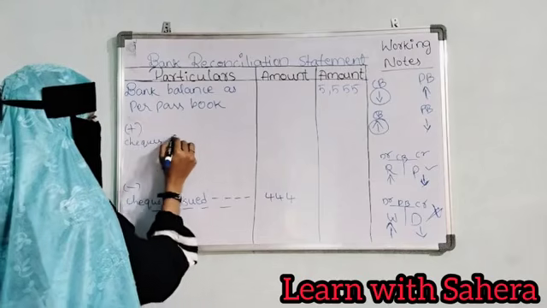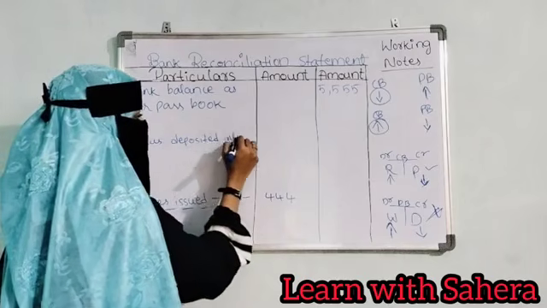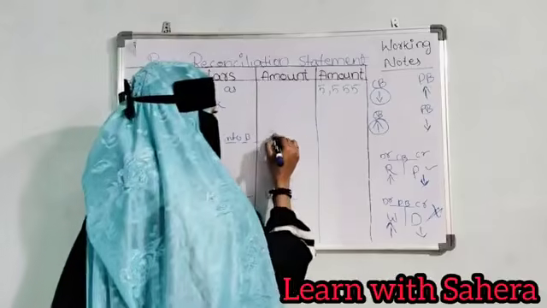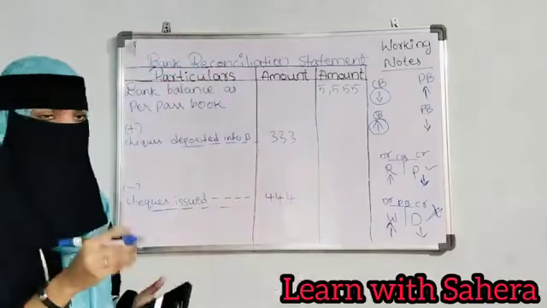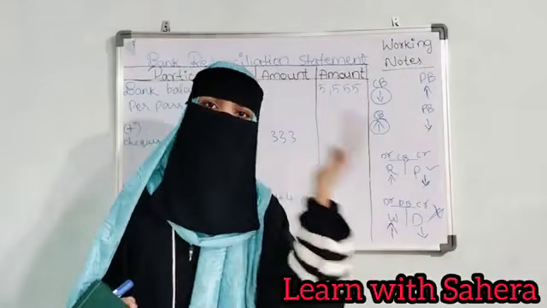Checks deposited into bank. All that stuff you have to write, ma. Okay? Same. Then the amount is 333. Okay. This is what it is. I think you understood. If you have not understood, watch the video again.